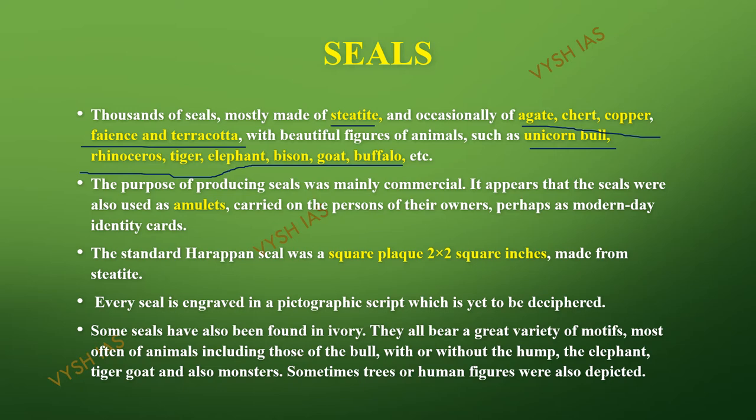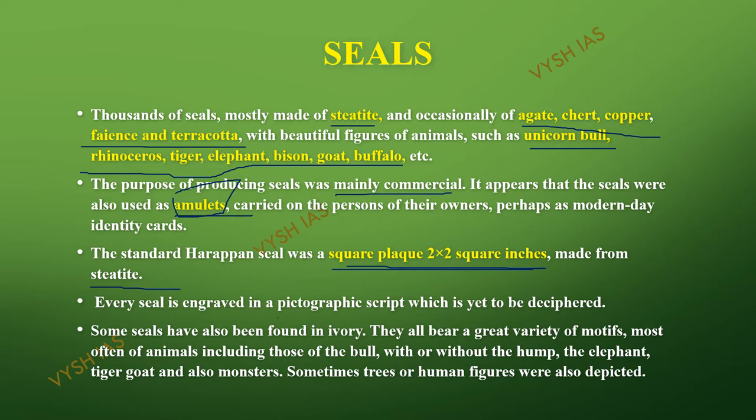The purpose was mainly commercial. It appears that they were used as amulets by the people to represent their owners. Now we use modern day ID cards to show that I come from some place, I work here, something like that. It might have been used for that purpose also. And the standard size is 2x2 square inches. It is made from steatite. Steatite seals have this standard size of 2x2 square inches.